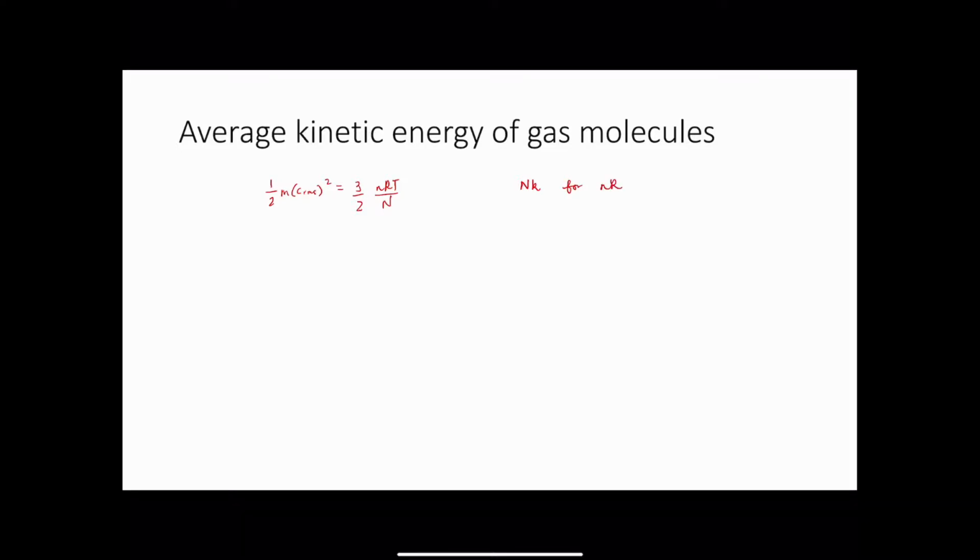If we do that, on the right hand side, you can see that the n's will cancel and we're left with the average kinetic energy of the molecules in any substance is equal to 3/2 kT.